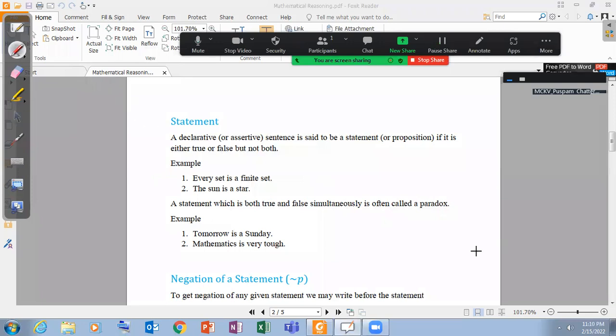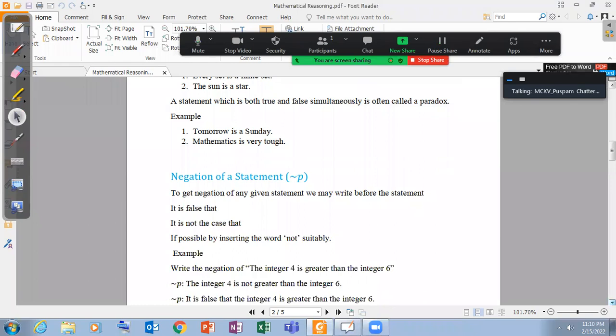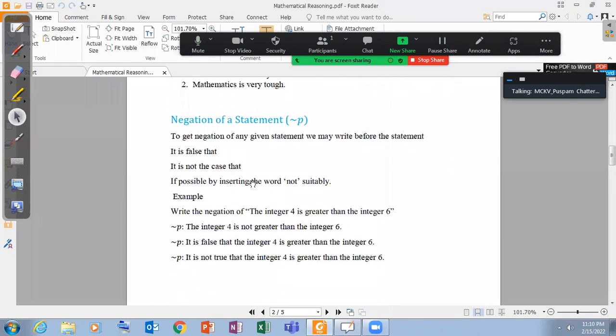The next concept is negation of a statement. We understand that negation means which is not that, the opposite of that statement. To get the negation of any statement, we may write before the statement three things: it is false that, it is not the case that, and if possible, inserting the word not suitably. Very easy concept. Please note down the symbol of the negation of a statement, which is not P.